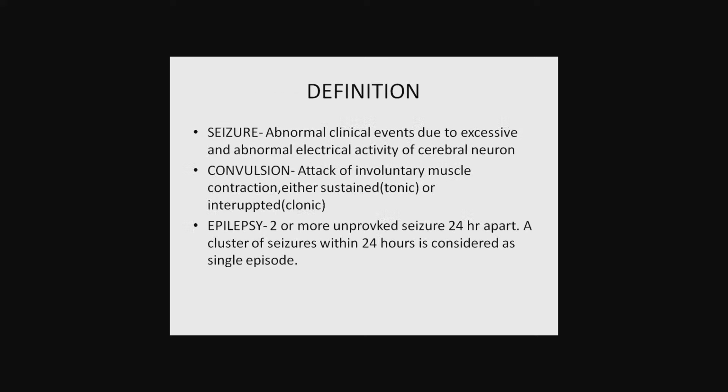So one should differentiate between various terminology. Certain terminology like seizures, convulsions and epilepsy are used interchangeably. So what is a seizure? A seizure is an abnormal clinical event due to excessive and abnormal electrical activity of the brain. While a convulsion is the motor part of seizures which we see, and epilepsy is a chronic disorder of the brain with propensity to have recurrent unprovoked seizures. For practical purposes, two seizures 24 hours apart are considered epilepsy.